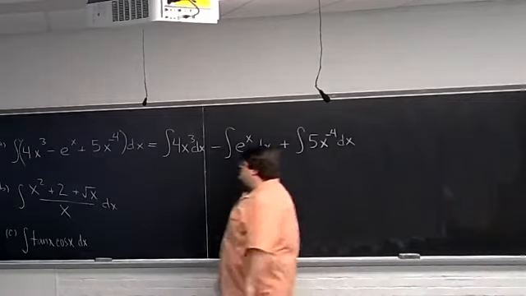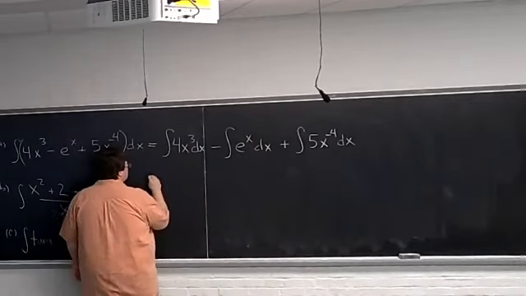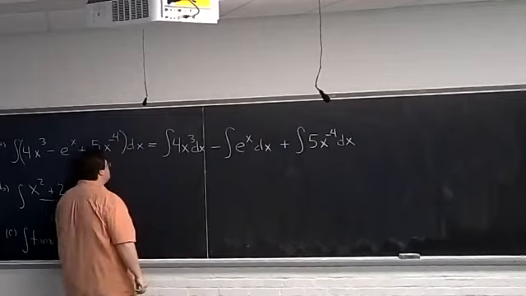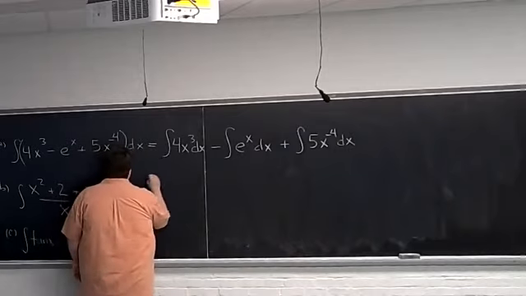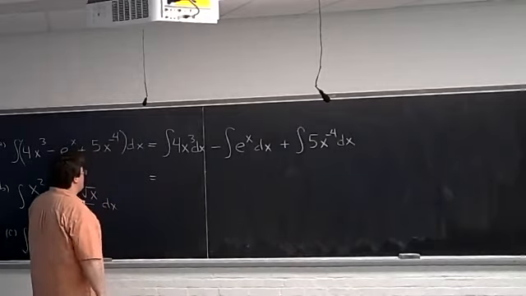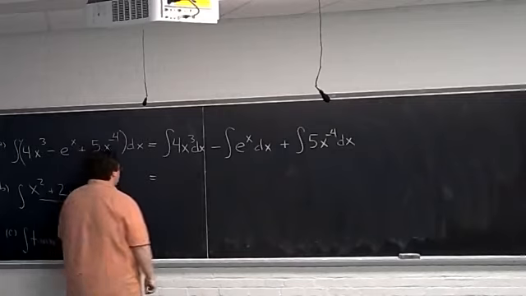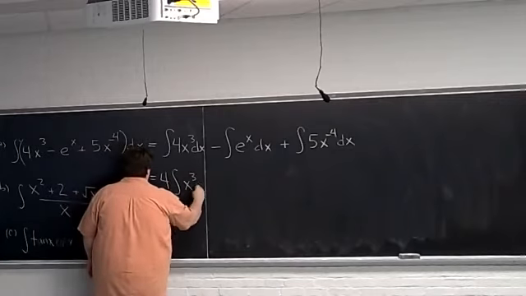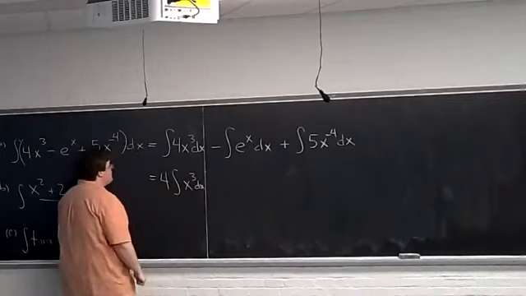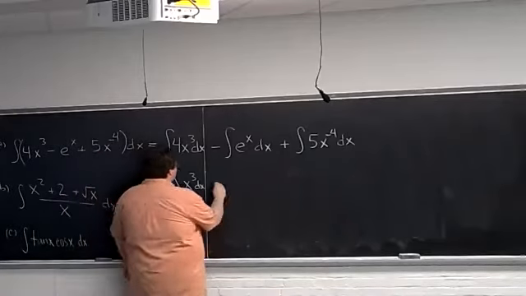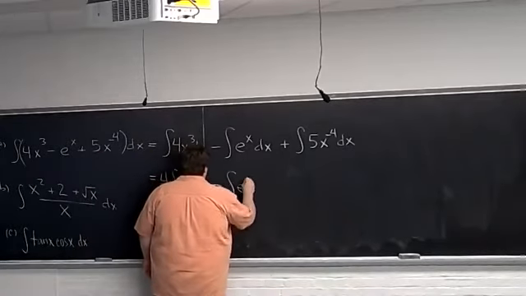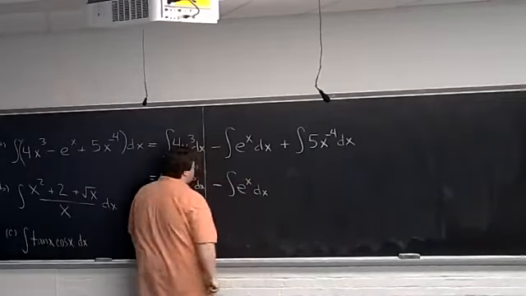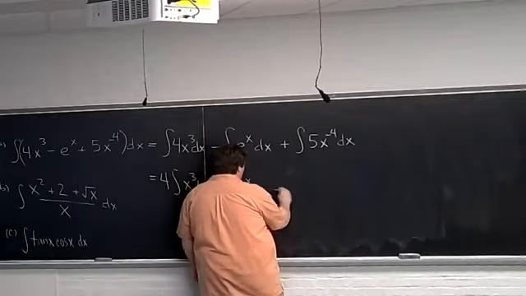Well, what about this first piece? Well, there's a 4 in the way. Let's get that 4 out of the way. The next piece, I'm going to leave alone for now. The last piece, there's a 5 in the way.